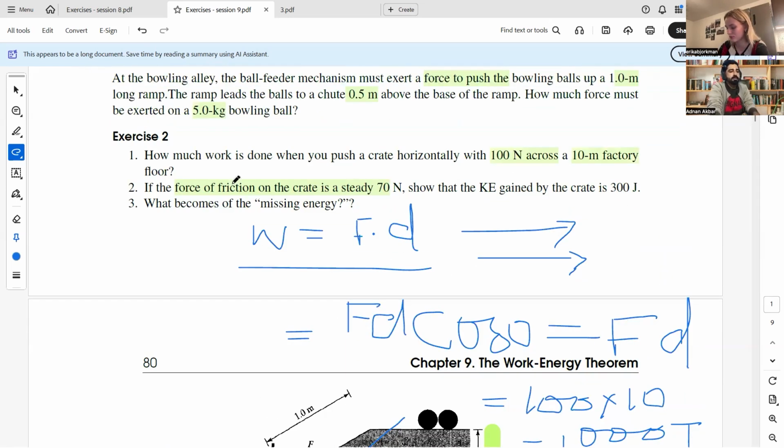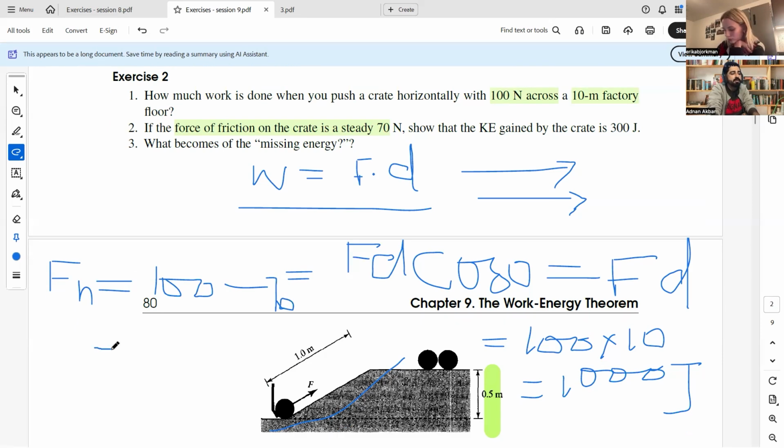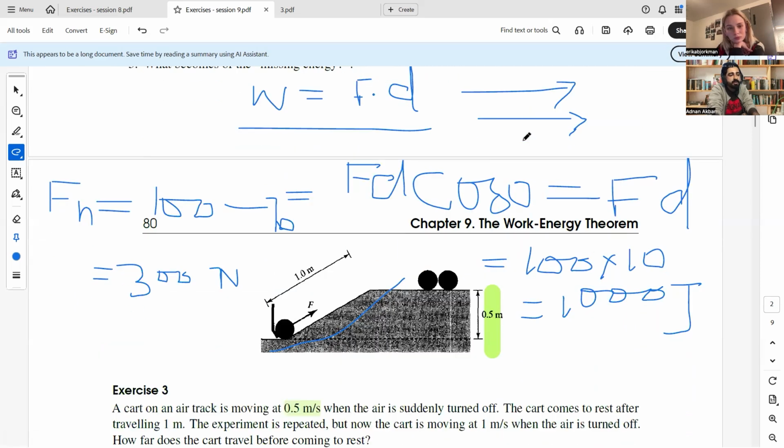Okay, so in the second part, if the force of friction on the crate is 70 Newton, show that the kinetic energy gained is 300 joule. If the force of friction is 70 Newton, while the applied force is 100 Newton, then what will be the net force? Because you know, the force of friction is always opposite in direction to the applied force. So you need to subtract 100 minus 70, and show that the kinetic energy gained by the crate is 300.